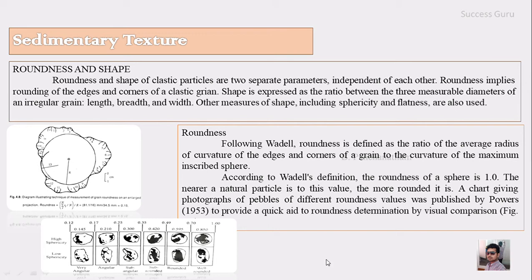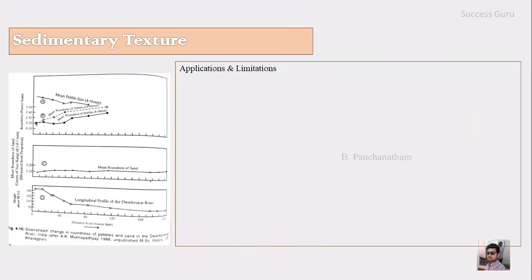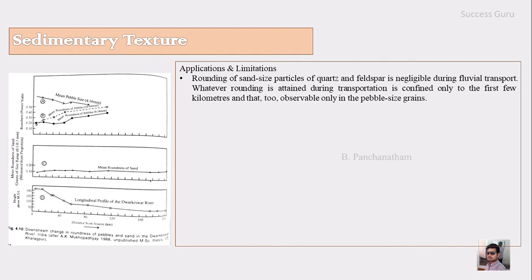So you can see here, this is very well rounded, this is rounded, this is sub-rounded, this is sub-angular, then angular and very angular. This is the table published by Powers in 1953, which can be used for direct verification of roundness. So let us see some of the applications and limitations of these terms, that is, roundness and so on.